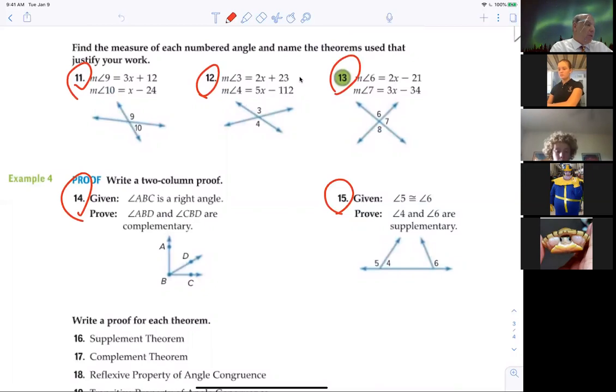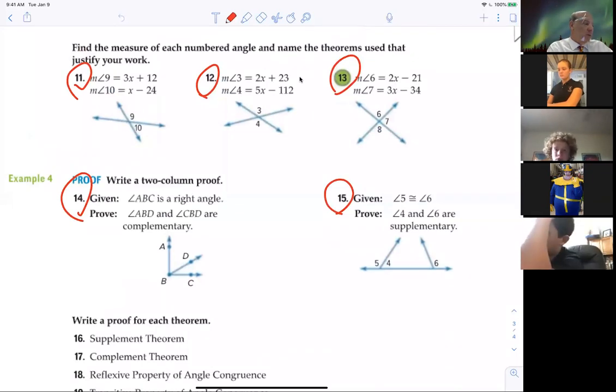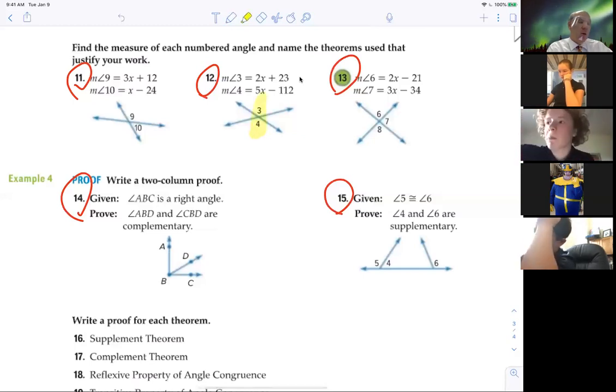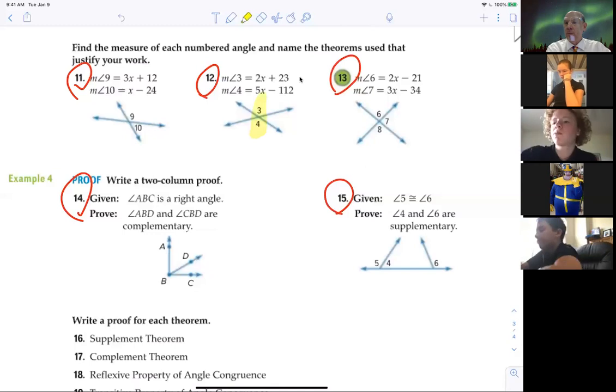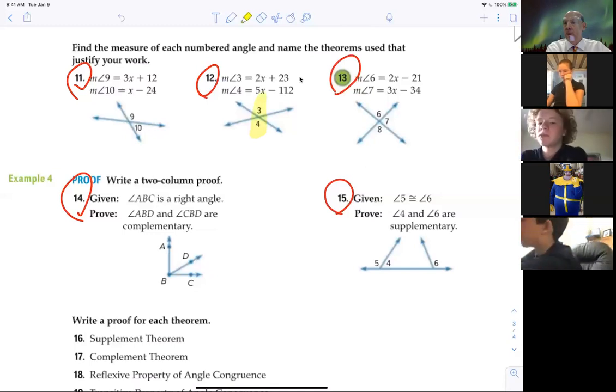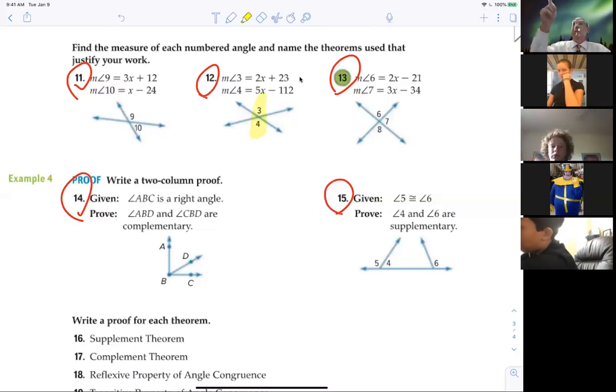It's really easy. Angles 9 and 10 are supplementary because they form a linear pair, so you just set them equal to 180. On number 12, 3 and 4 are vertical angles, right? So they are equal to each other. All right, does anybody have any questions with 11, 12, or 13? And again, remember, the key is to make sure you're checking.